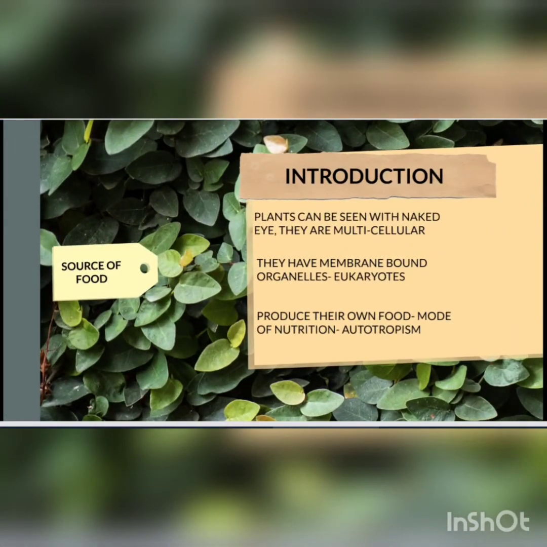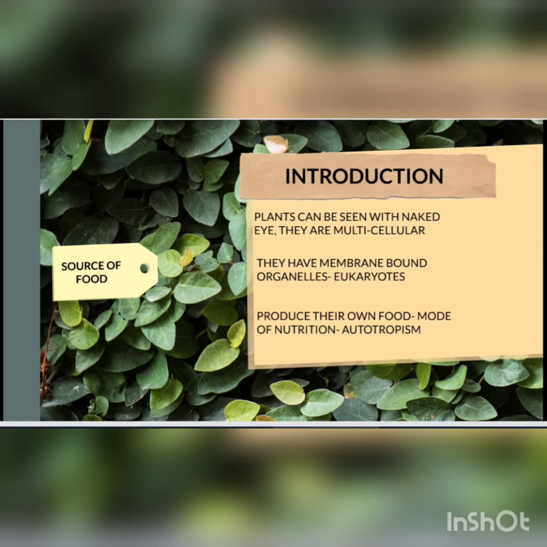So how can I classify an organism as plant? Plants can be seen with naked eye, and therefore they are multicellular. They have membrane-bound organelles, mitochondria and chloroplast. Chloroplast is a site of photosynthesis. They also produce their own food, so their mode of nutrition is autotrophism, right?